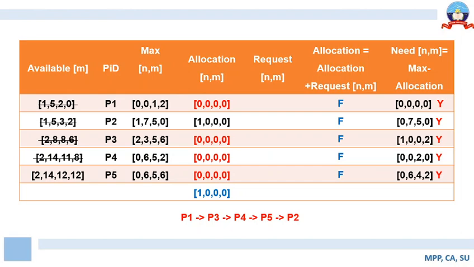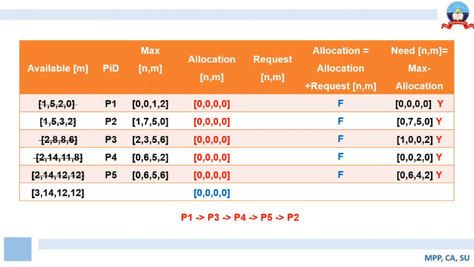P2 will complete its course of execution. It will then deallocate the resources, and the available resource will be updated eventually. So now just see, the available set has 3, 14, 12 and 12 resources available, and the total allocation has all come down to 0. Now just see here, this is a safe sequence: P1, P3, P4, P5 and P2.